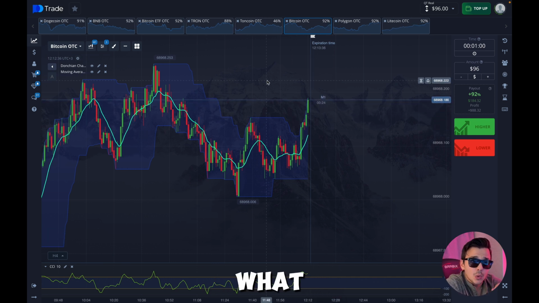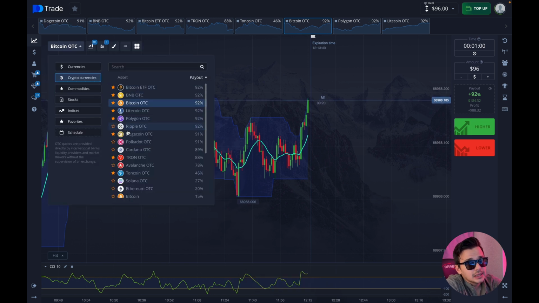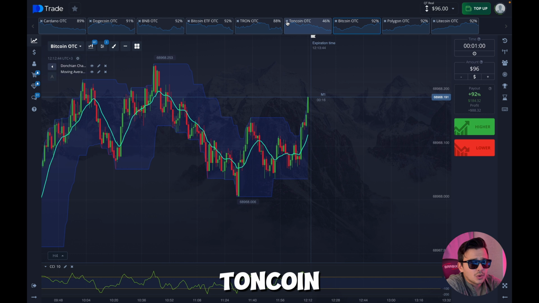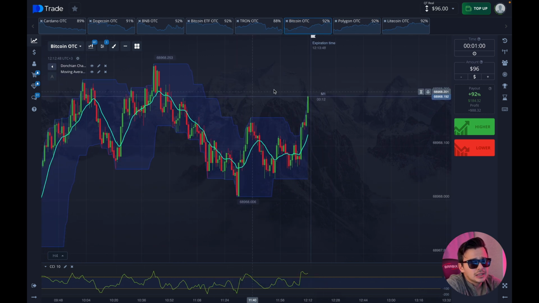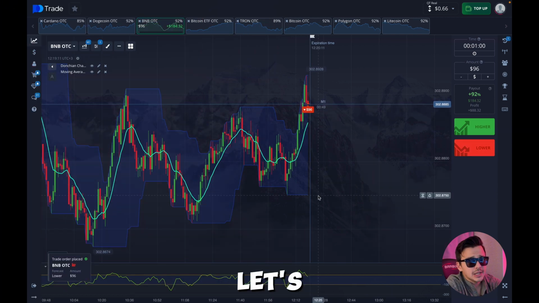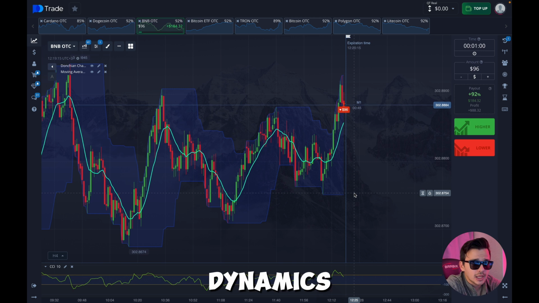So let's see what we have here in terms of assets. Let's pick up Cardano. Let's remove Donchian because it has a small percentage and continue trading. Let's pick up the next cryptocurrency. Let's try to open a down trade here against the direction of the actual dynamics.